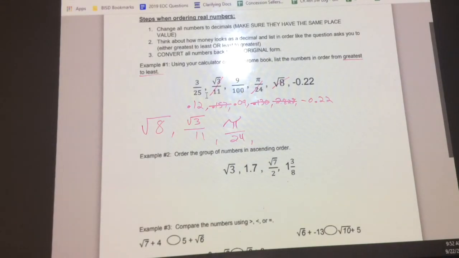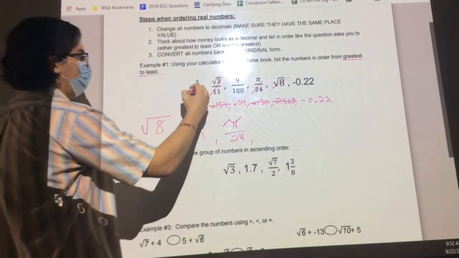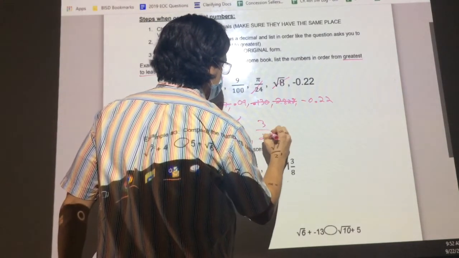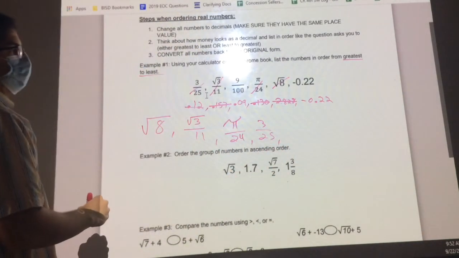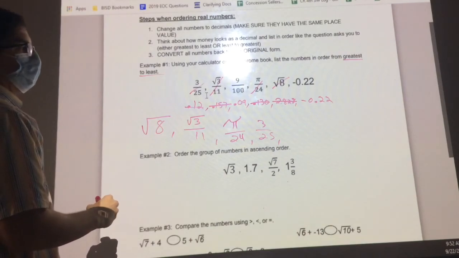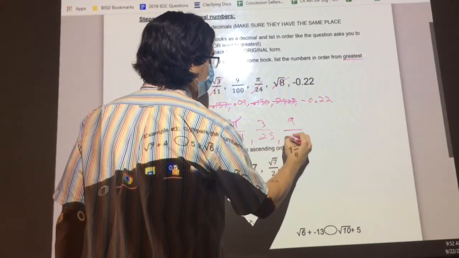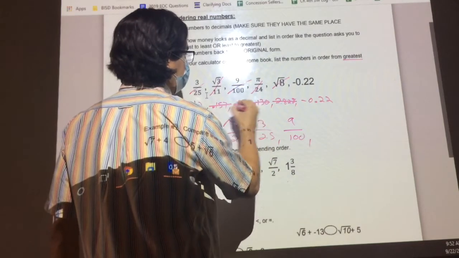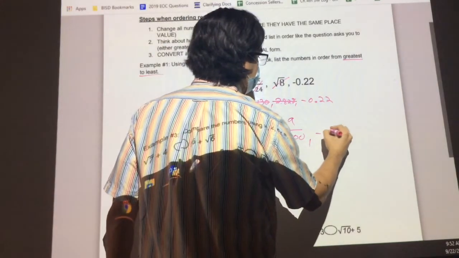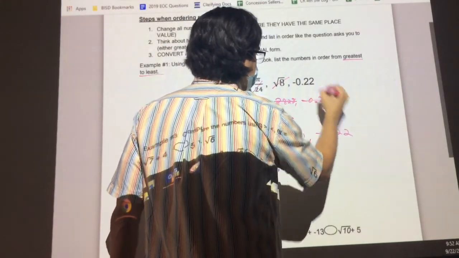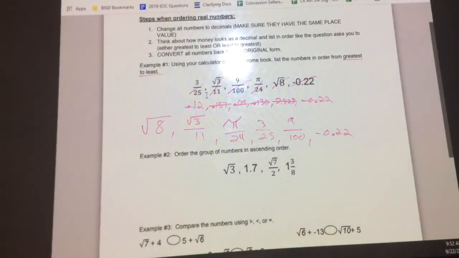Read, what's next? 3 over 25. Ruger, what's next? 0.09. We're going to write it as 9 over 100 since that's the number that it left me with. And then finally, the last one, because it's negative, always goes at the end. That would be your answer. Having this calculator makes it pretty simple, doesn't it? Okay, any questions on that? All right, you guys ready to move on to the second one? Okay.